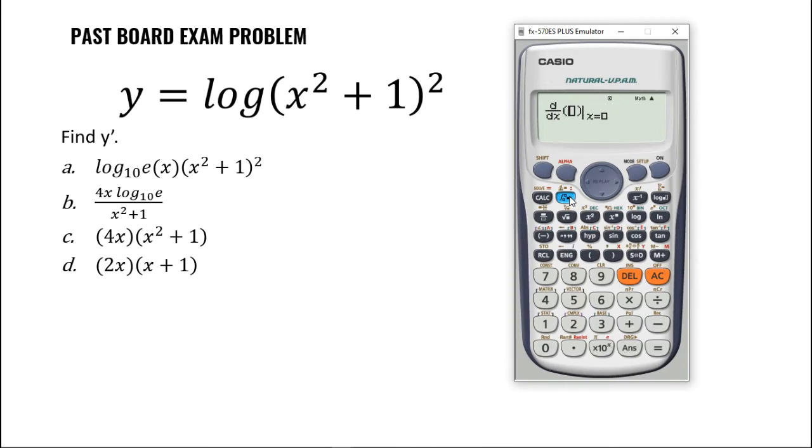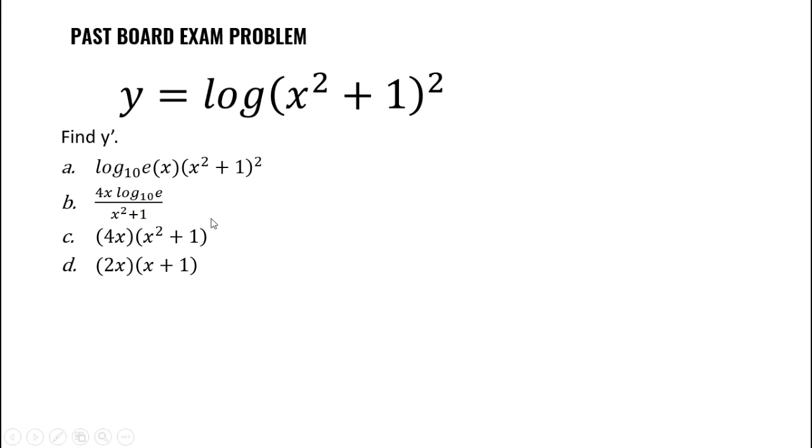So, shift integral. So, that is your y prime. Then, after you input here a value y prime, it should equal whichever is the correct answer in the choices. Therefore, here, the one that matches is letter B. Therefore, letter B is the answer here. So, letter B is its derivative.